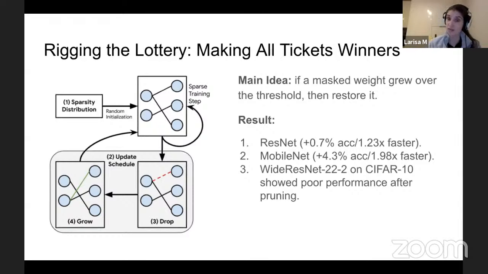Unfortunately, this pruning isn't as severe as the original lottery tickets. They can prune maybe 50% of all weights, but sometimes it's enough, and it also brings some improvement. For example, for ResNet, it's 0.7% better than the original model, and 1.23 times faster than the original one. Things are even better for MobileNet, but unfortunately, it doesn't work for all models we usually have. For example, for Wide ResNet on CIFAR10, it doesn't work that well. Unfortunately, in their experiments, this model showed really poor performance. So I think this is it about this paper.